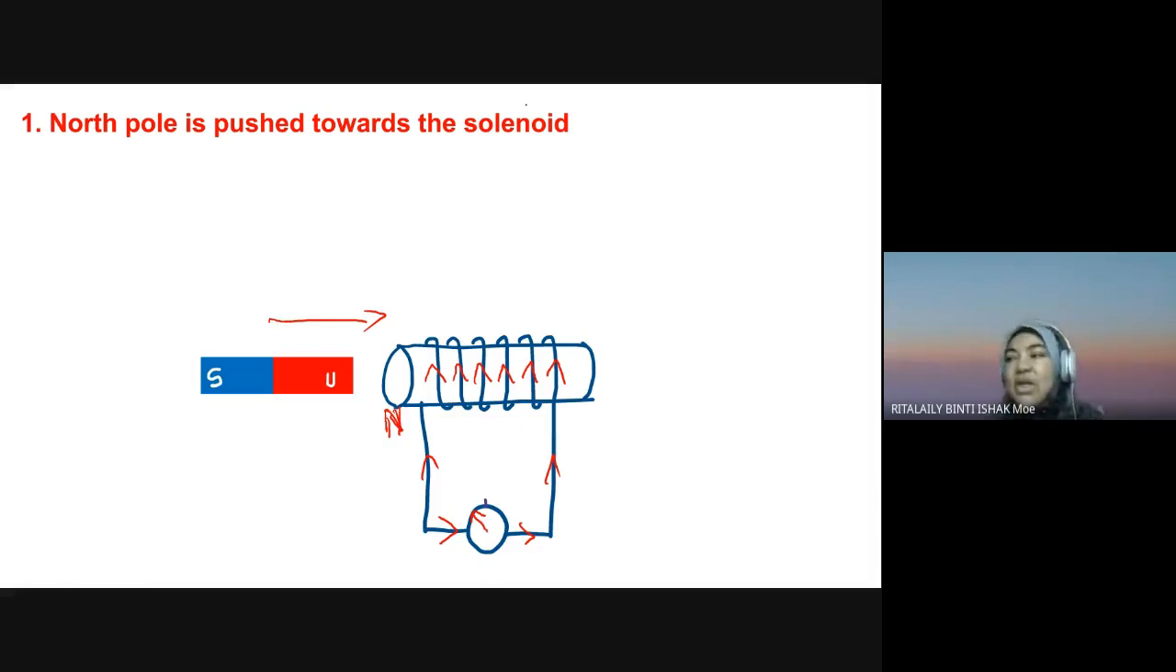Okay, so kalau siapa-siapa yang refer to KBSM book, dia akan tunjuk galvanometer pointer follow direction of current. Okay, but under KBSM, dia dah betulkan yang betul lah. So dia akan point towards the direction of electron.